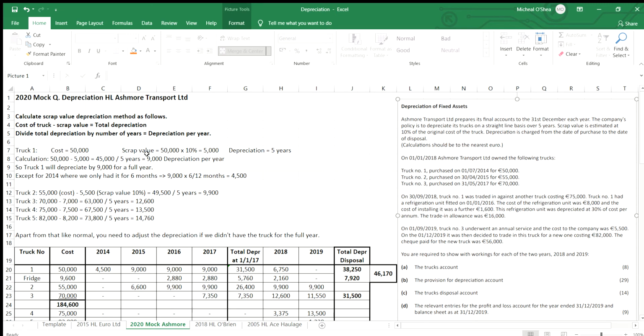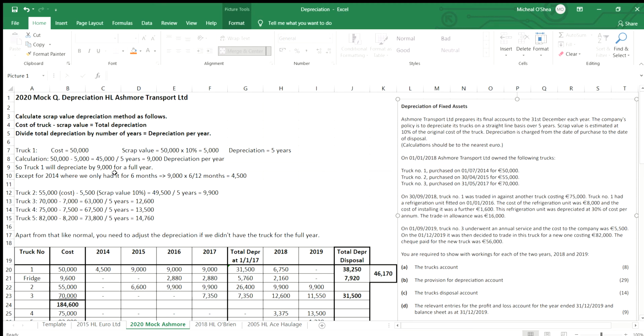If you're not sure, pause, rewind, take your time, look through the question, figure out where these figures are coming from. Rewatch this if you can, because once you figure out the first one, the other 4 are following the exact same pattern. The only other difference you'll ever have is that if you do not have it for a full year, so for example, the first vehicle was purchased 6 months into the year, so we did not have it for the first 6 months.